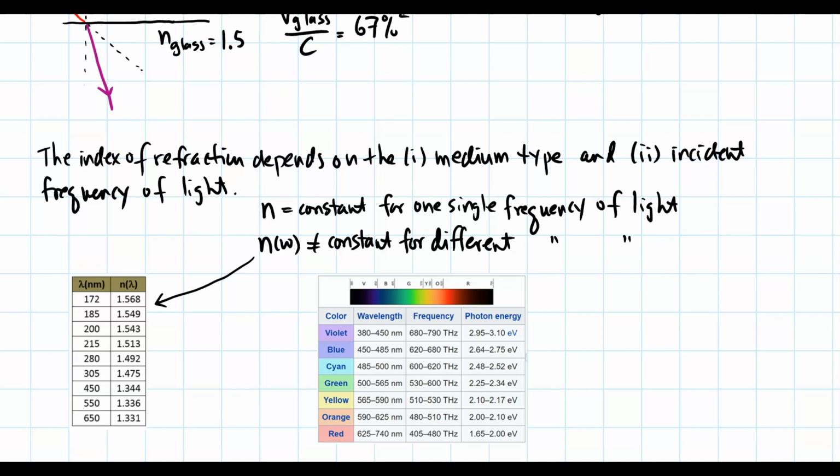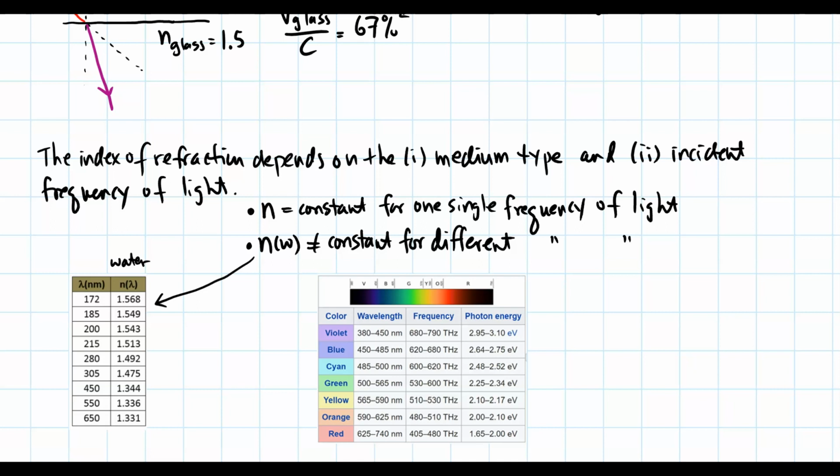The index of refraction is only constant for a single frequency of light. On the other hand, if I have multiple frequencies of light, then the index of refraction changes. So this is the index of refraction for water. And you can see here that at low wavelengths or high frequencies, the index of refraction is higher, which actually means that it's interacting more with the medium. At long wavelengths or low frequencies, the index of refraction is lower, which means that it's interacting less with the electromagnetic waves.